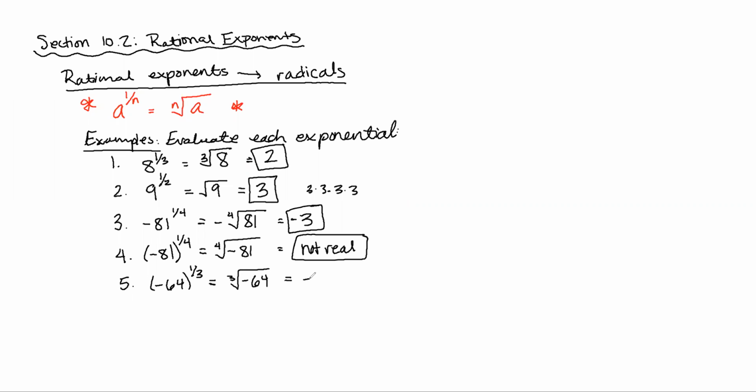The negative is just going to stay as part of our answer. And so what number times itself 3 times gives us 64? That's going to be 4. And in this case, because we're multiplying to a negative 64, we're going to have negative 4 times negative 4 times negative 4. That does give us a negative, so the answer is negative 4.